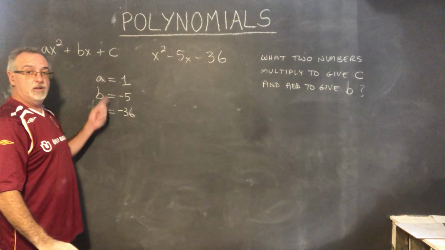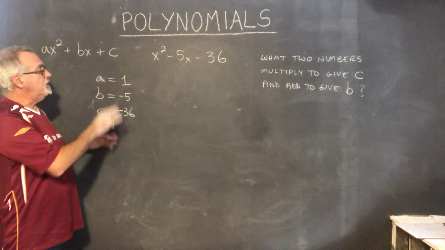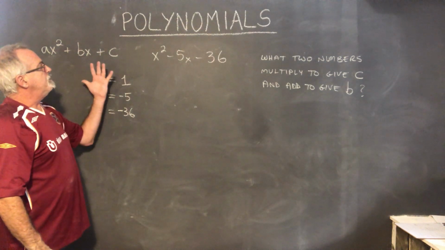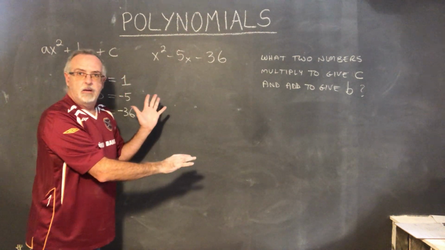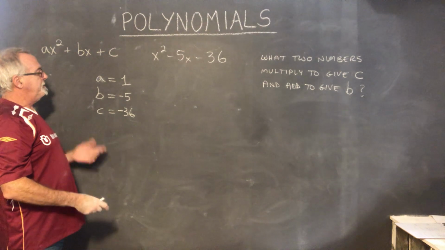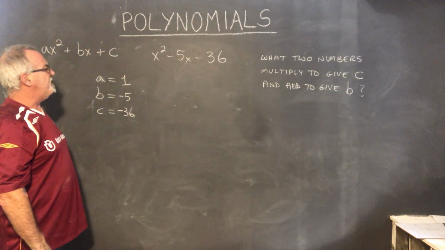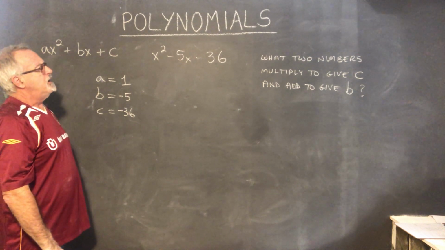Writing this is useful, especially when you're still learning. The students who are really good at this might be doing the whole thing in their head, but don't do that until you're ready. So I'm writing these. What two numbers multiply to give -36 and add to give -5?